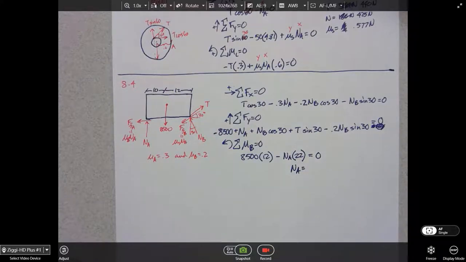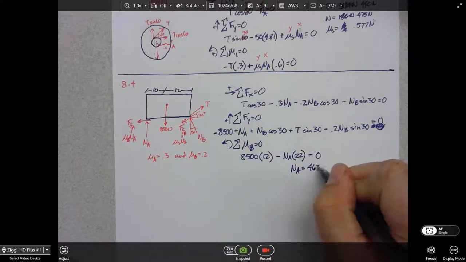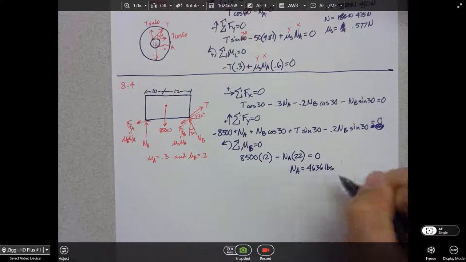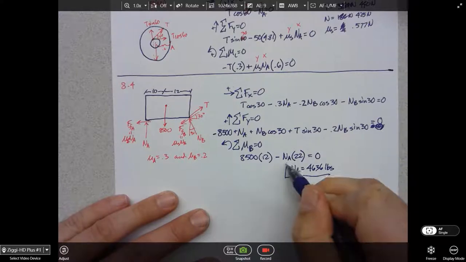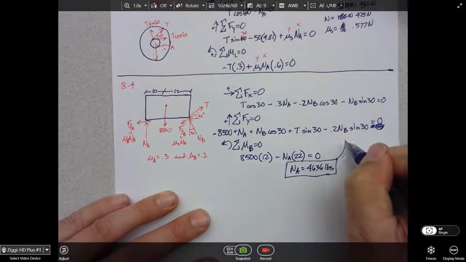It's going to be like 4,300 pounds, 4,400 pounds? 4,636? 4,636. Mm-hmm. Okay. And then knowing that, we substitute back in, and what do we get, Sean?